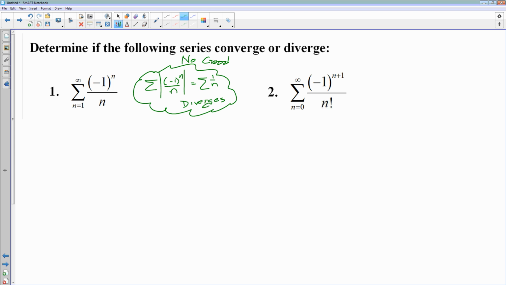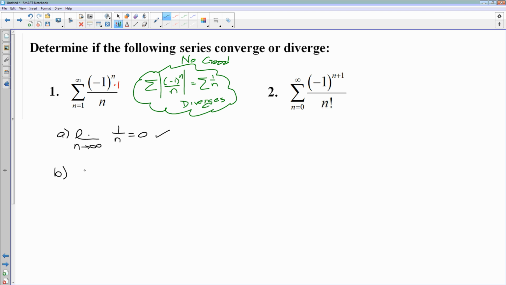So now I'm going to go into my alternating series test, where the first part is that the terms have to approach 0. So if I eliminate the alternating aspect of it, I have the sequence 1 over n, and the first thing I have to do is check to see if my terms approach 0. So as n approaches infinity, do the terms approach 0? And they do. So that part's good.